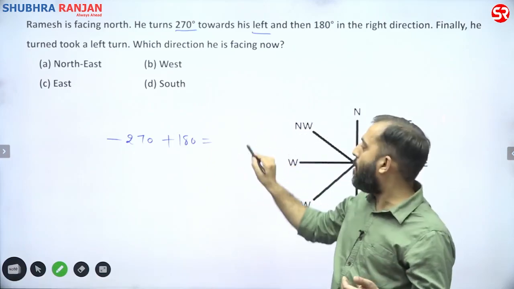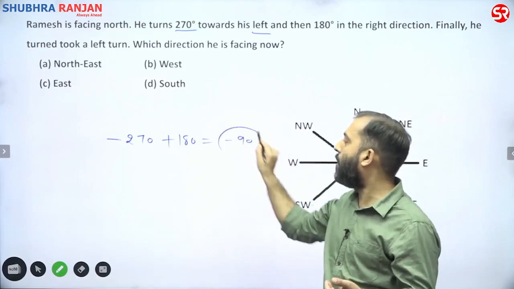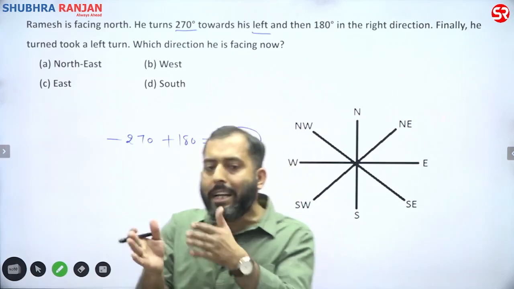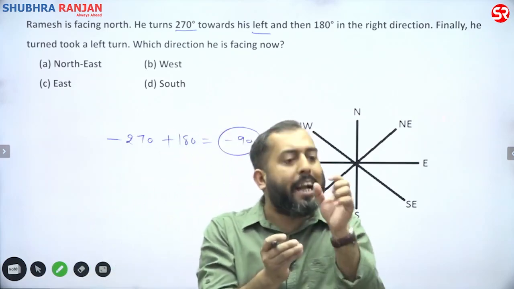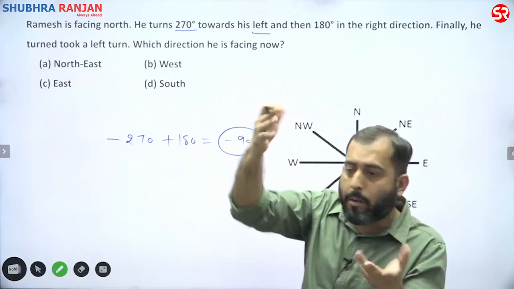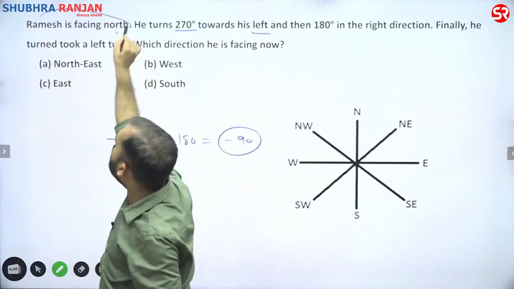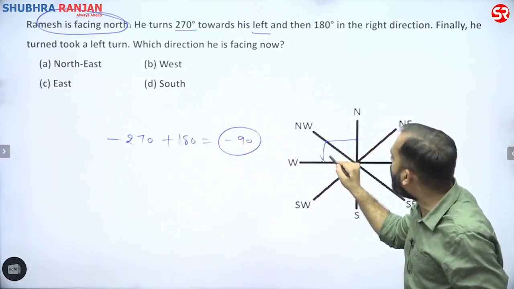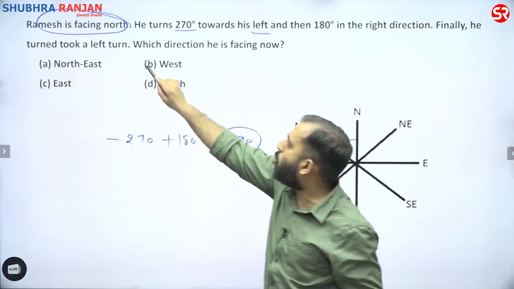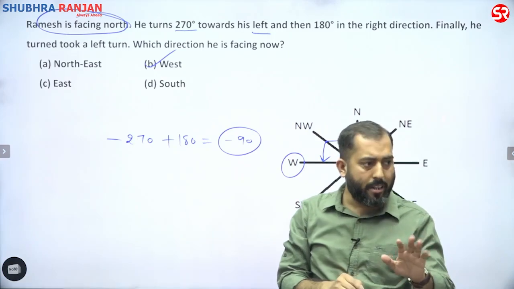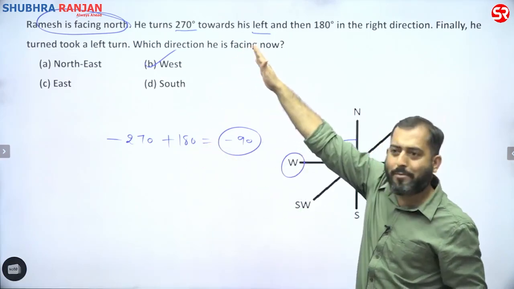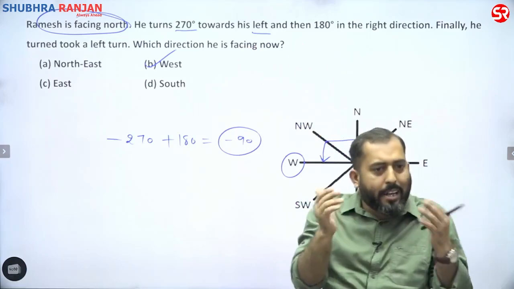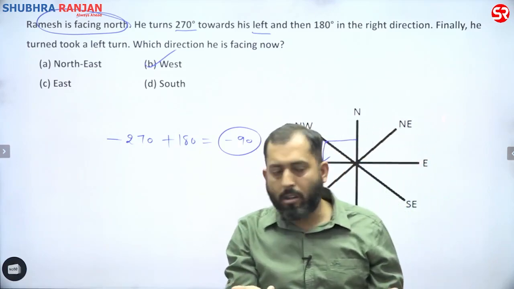Net movement is minus 90-degree, meaning the minus sign, meaning anti-clockwise. 90-degree anti-clockwise with respect to the initial position. The initial position was north. So with respect to north, 90-degree anti-clockwise is west. Answer should be option B. Is this clear? You can do this mentally as well, because the values are not typical. 270 and 180, these are not typical values. You can subtract and add them in your head also. Am I clear, guys?